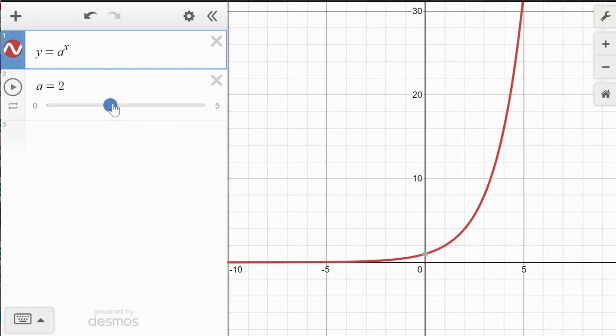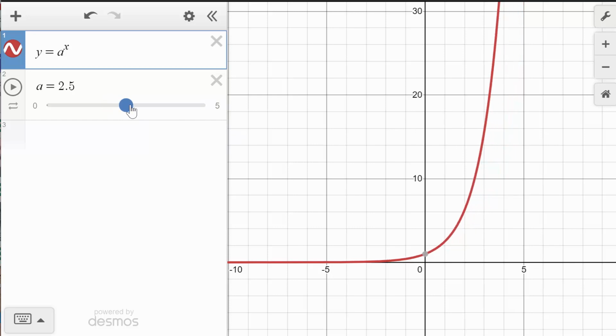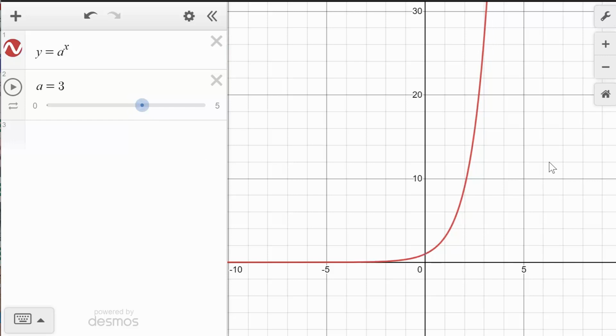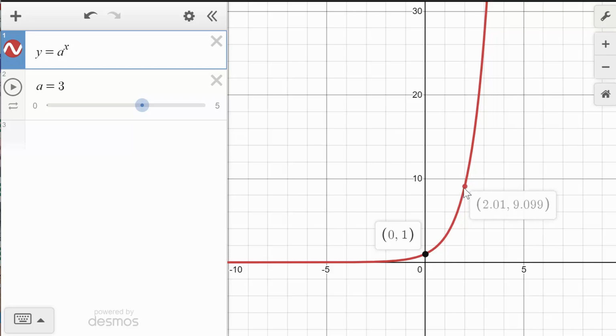If I change a to 3, you'll see that certainly to the right of the axis here, it becomes steeper, and you'd expect that. Still goes through 0, 1, but when x is 1, it's 3 to the power 1, which is 3. When x is 2, it's going to be at 9. You can see virtually there.